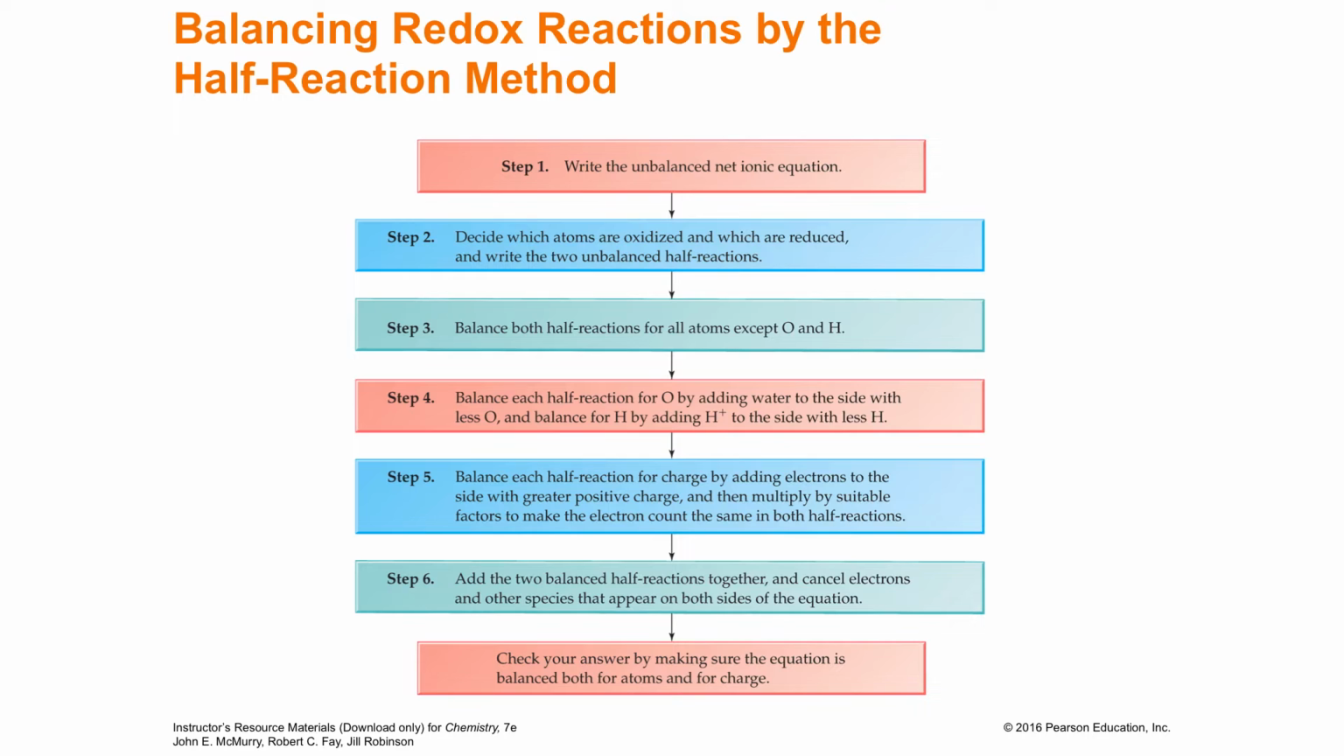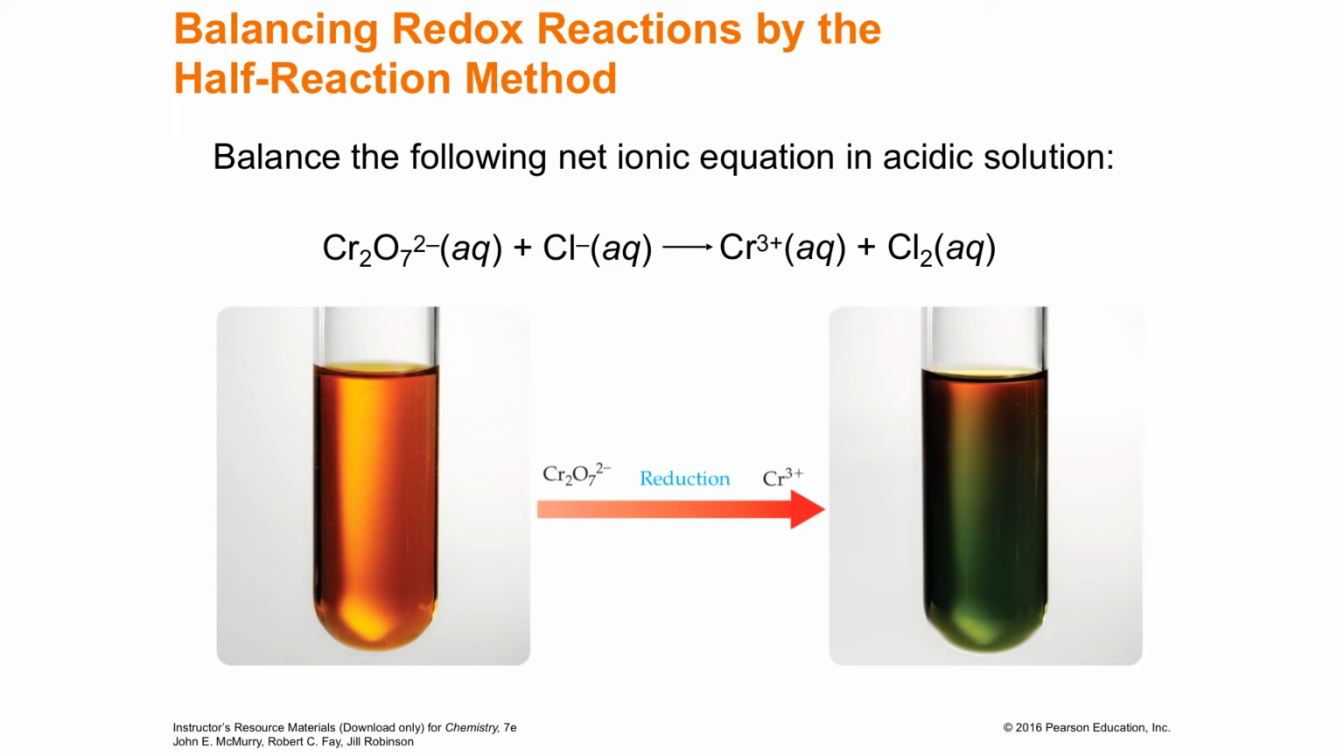So I'm going to walk you through slowly, and then I'm going to do a problem for you so that you can see it all done at once, and I'll do it with you. Here's our example. Balance the following net ionic equation in acidic solution. You have dichromate plus chloride ion yields chromium 3 cation plus chlorine gas.